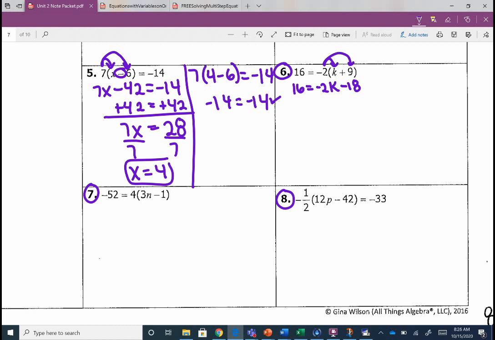Now we just have a 2-step to solve. We undo our subtraction first. We use addition. So we end up with 34 equals, and I know I talked at the beginning of that other example, and throughout the other example, we have to watch our signs. It's a negative 2k. Now we divide by negative 2 on both sides. Negative 17 equals k.